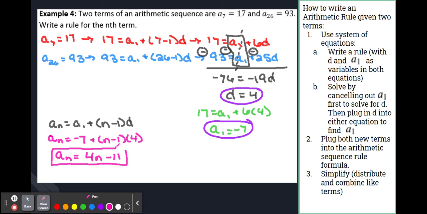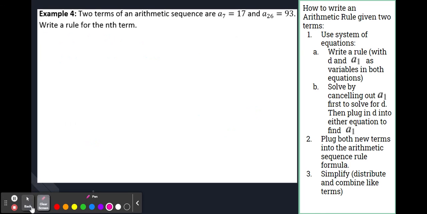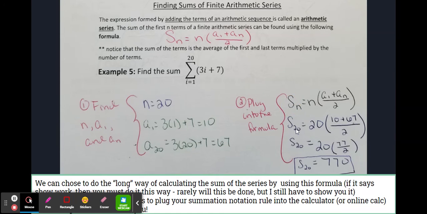Okay, so when you're given 2 random terms, you got to bring back the fact that you will be using systems. So don't forget about how to solve systems. Okay, and again, we'll practice.